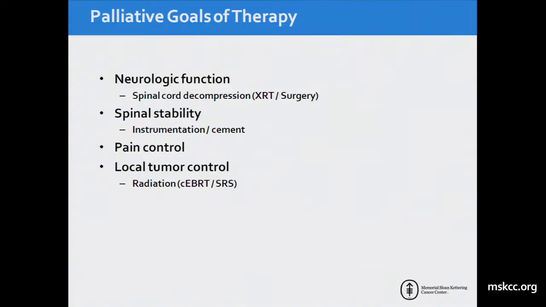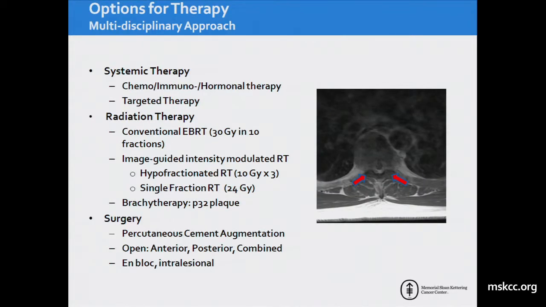We talked about neurologic function. The second goal is preservation or restoration of spinal stability, and if the spine is unstable, we can't emphasize enough, we have to actually make it stable by treating that with either instrumentation or cement. Pain control in all these patients, of course, improves their quality of life. And then finally, local tumor control, making sure that if we're treating a spinal tumor, it's not coming back anytime soon. And we do that largely with radiation, various forms of it, whether it's stereotactic or conventional.